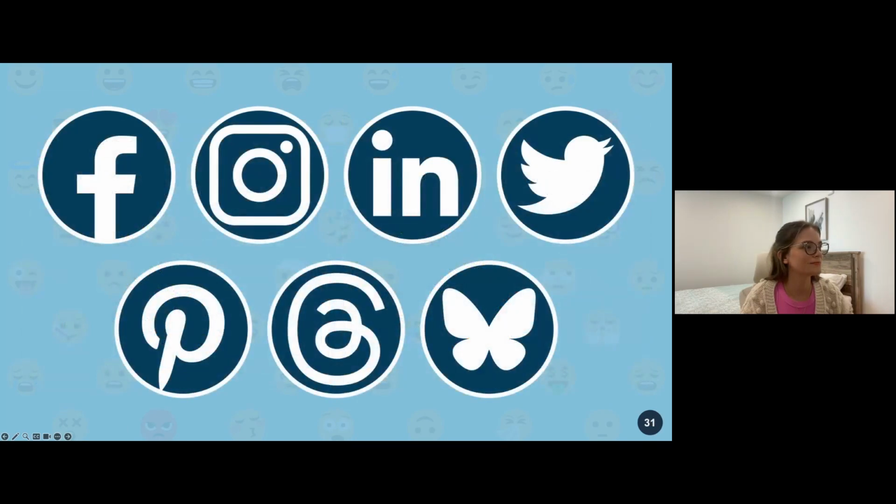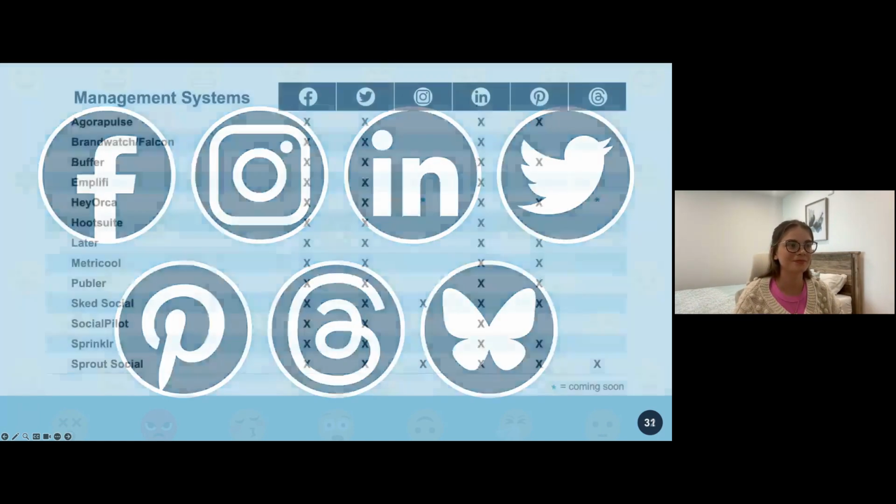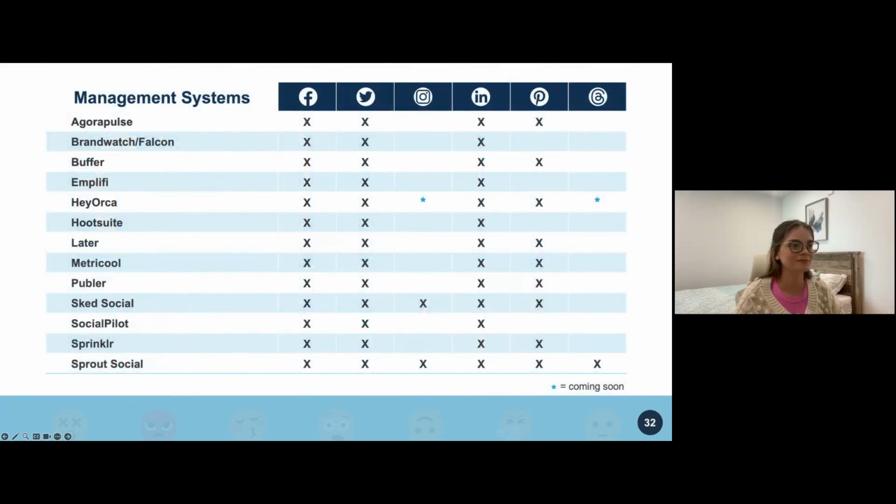Now, long-standing platforms like Facebook, Instagram, Twitter, LinkedIn, and Pinterest all have designated alt text fields where you can write custom image descriptions, as do newer platforms like Threads and Blue Sky. Many third-party sites will also allow you to write alt text for social media images.